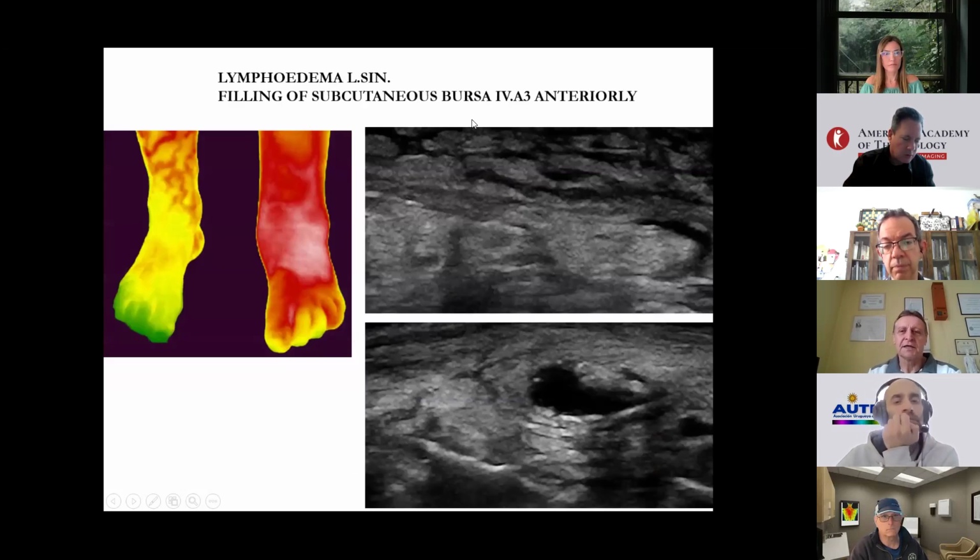Lymphedema lateris sinistri. On sonography, we can see hypoechoic filling which divides the fat lobules, but also increased and filled bursa in the anterior part of articulatio talocruralis. And due to this, the temperature activity over the articulatio talocruralis is increased.